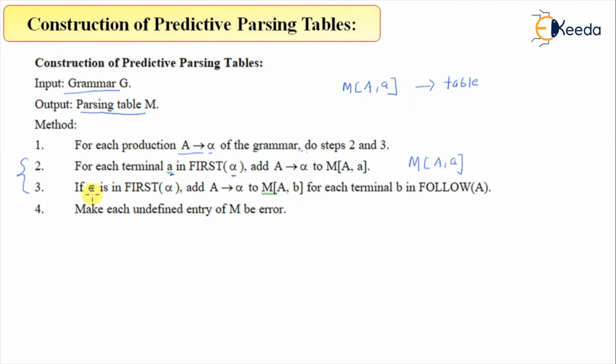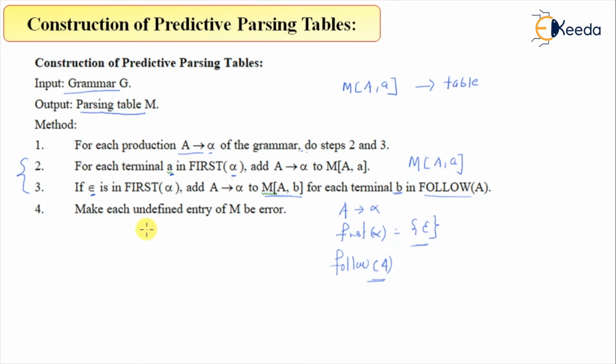Third says that if epsilon is in first of alpha, then add A derive alpha to M[A, b] for each terminal b in follow of A. So the second condition that may occur is if a non-terminal derives alpha, and when I compute first of alpha, epsilon is present. Then I have to put this entry for each terminal b in follow of capital A. So I have to be careful to calculate the follow of capital A.